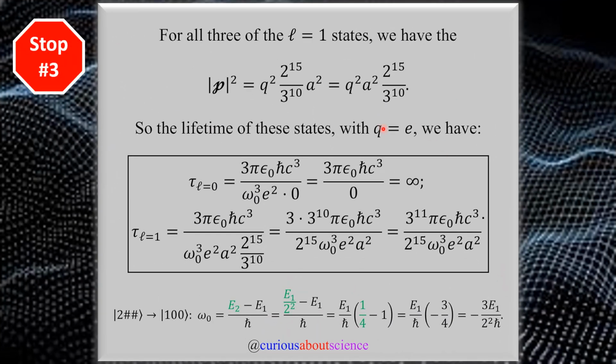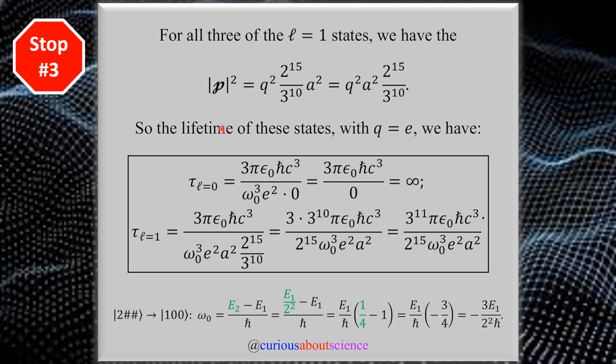All right, so this brings us straight to step 3, where we can go straight to the lifetime. But what we saw last time with the numbers illustrates a really cool picture. For all 3 of the L equal 1 states, regardless of the M state, we have the same number for the electric dipole squared, which is q squared, because you need the charge, a squared, and then 2 to the 15 over 3 to the 10. Very weird, but actually kind of cool, okay?